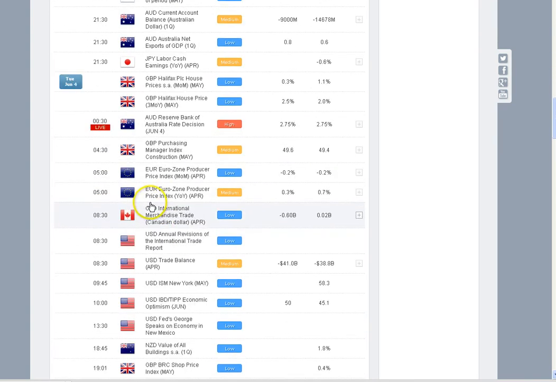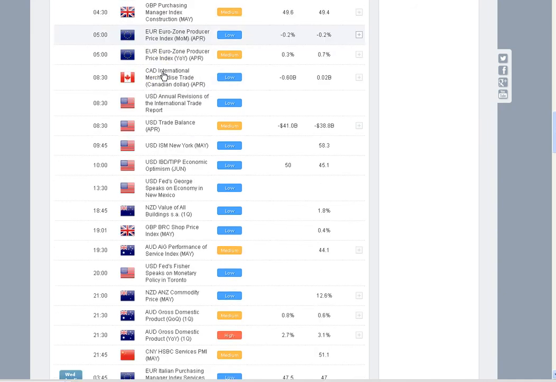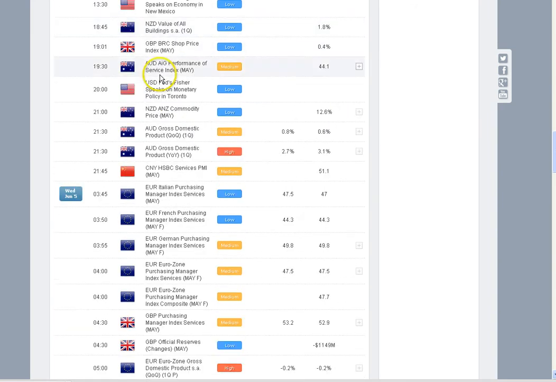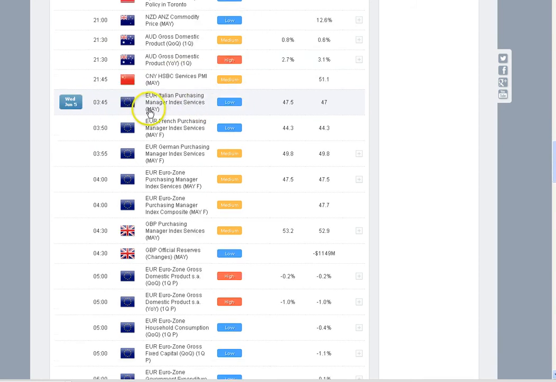And then coming down to Tuesday, we have something about 12:30 a.m. It's going to be the Aussie Reserve Bank of Australia rate decision. That's going to be of high importance. So if you're awake at that time and you're trading, or you have a trade that's going on and you're going to let it go overnight, make sure you know that this is going to happen, and you may want to close that trade before that. And then that same day, about 9:30 p.m., we have the Aussie Gross Domestic Product. That's of high importance. That can affect your trade.